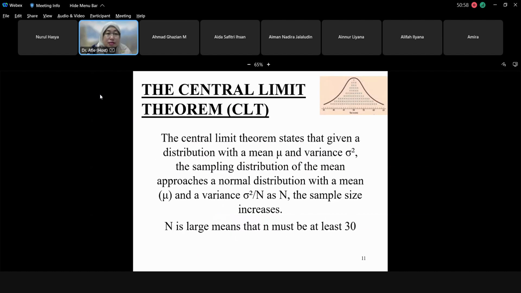So we already talked about this one. And then I would like to go to the central limit theorem. This one is actually on page, this one.